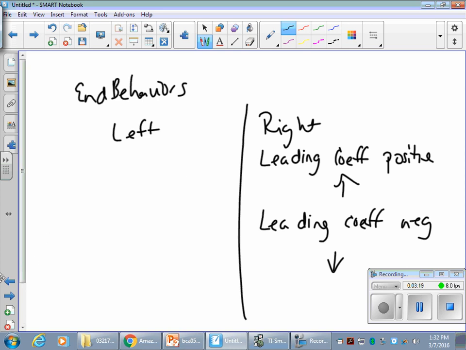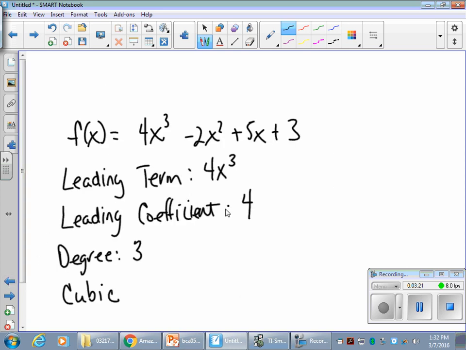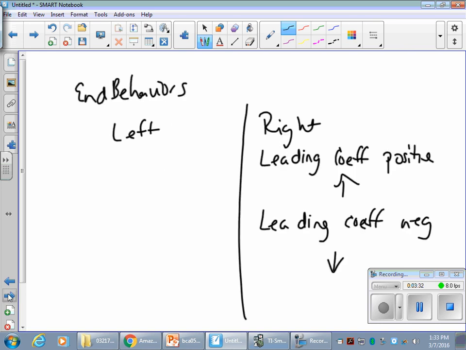So if I go back over here to the equation we were looking at, the leading coefficient is positive. So that means on the right of this graph, it's going to be going up. Now I've got to figure out what it's doing on the left. How do we figure out left? For the left, we look at the degree of the function. If the function has a degree that's even, it's going to do the same thing. It's either going to go both up or it's going to go both down. That's for degree even. So you would look at what it's doing on the right and it's going to do the same thing on the left.